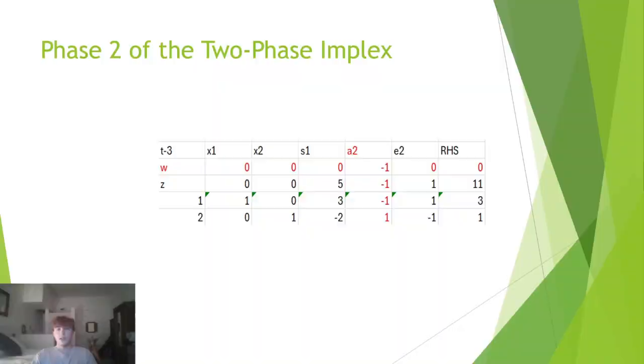Okay, thank you. Hello everyone, today we're going to be discussing phase 2 of this two-phase simplex method. This method is particularly useful when we don't have an obvious initial feasible solution for our problem. So in phase 1 we introduced artificial variables to help us find a feasible starting point. So now in phase 2 we'll remove those artificial variables and focus on optimizing our original objective function.